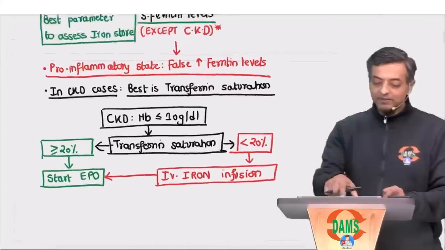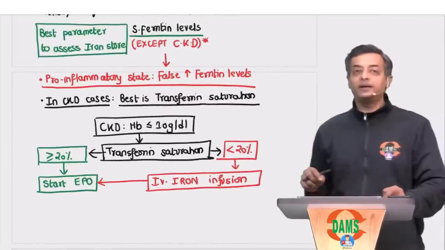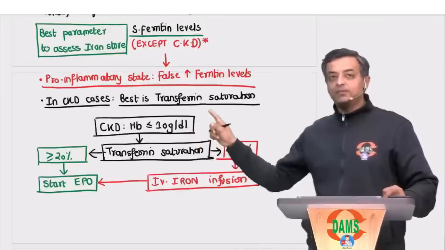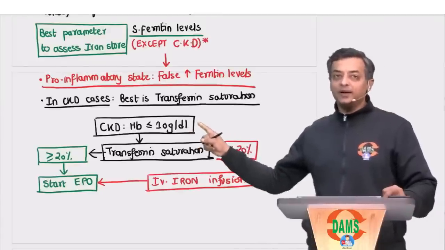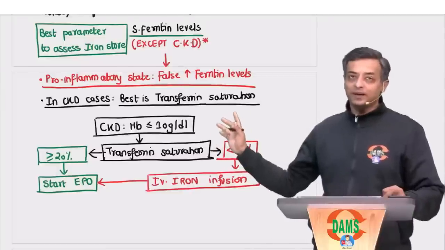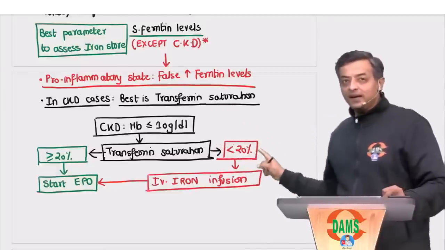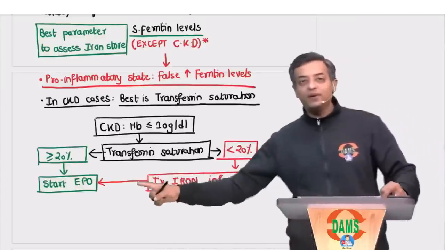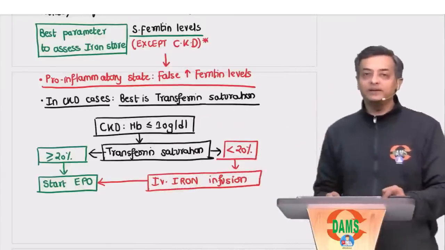So please remember, when you want to treat anemia in renal disorder, we know the most common cause is erythropoietin deficiency, but first line need not be erythropoietin. In a patient who has an inadequate iron store, first line treatment is iron replacement followed by erythropoietin therapy.